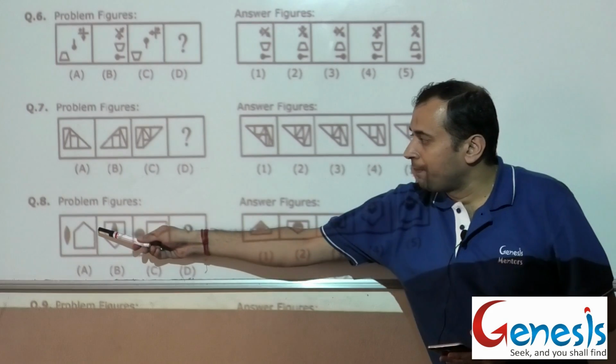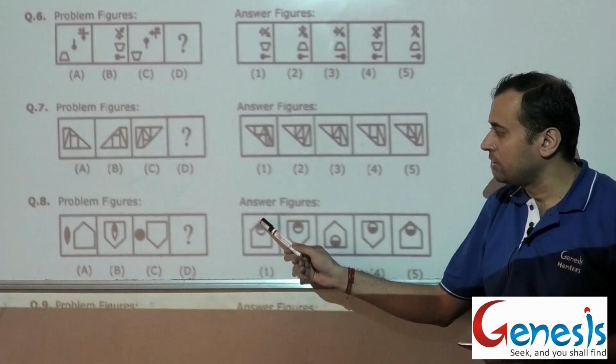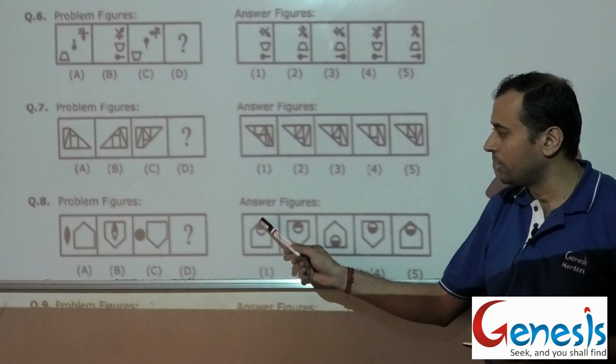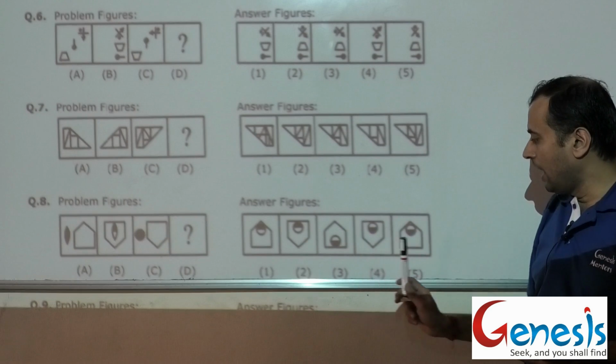Now moving on to problem number 8. Clearly we see first of all the pentagon is inverted, right? So here also the pentagon should invert. It means the pentagon should be pointing towards this direction, north direction. So A, that is 1, 3 and 5.